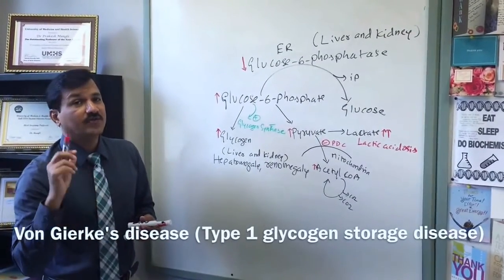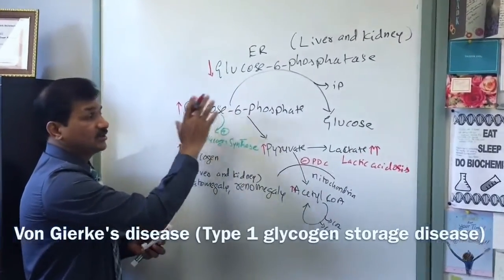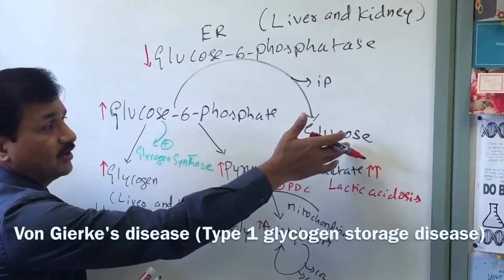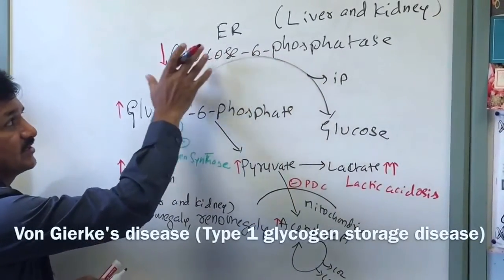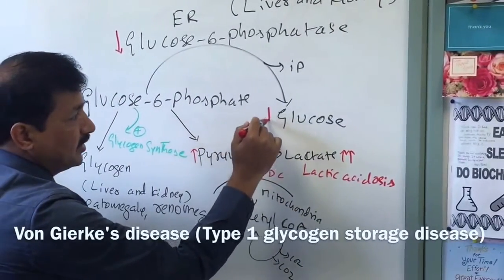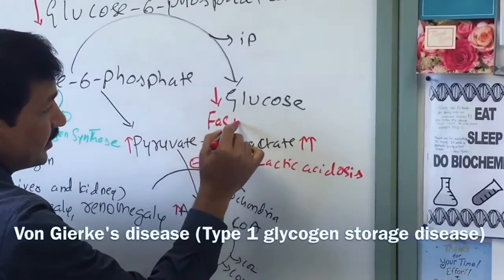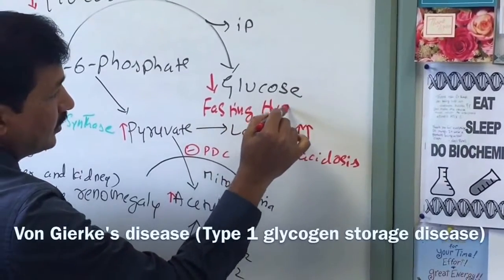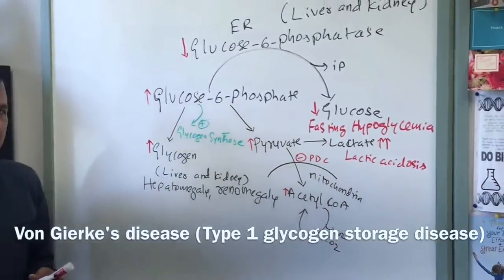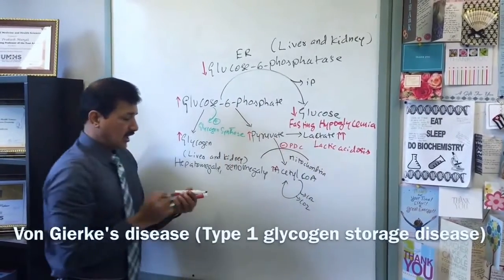In Von Gierke's disease you see fasting hypoglycemia. Why do you see fasting hypoglycemia? Because under fasting conditions glycogen is broken down into glucose 1-phosphate, then into glucose 6-phosphate. Glucose 6-phosphate is converted to glucose by glucose 6-phosphatase. Since glucose 6-phosphatase is down here, there is an increase in glucose 6-phosphate and at the same time a decrease in glucose, and that is why you see fasting hypoglycemia. You see lactic acidosis in Von Gierke's disease because pyruvate increases and is diverted towards lactate formation.